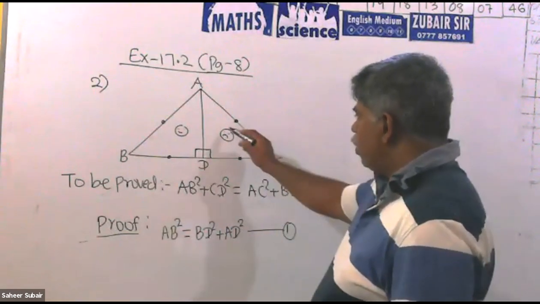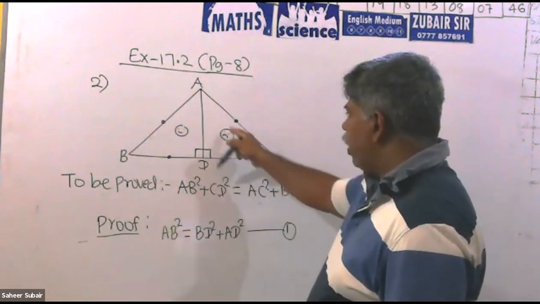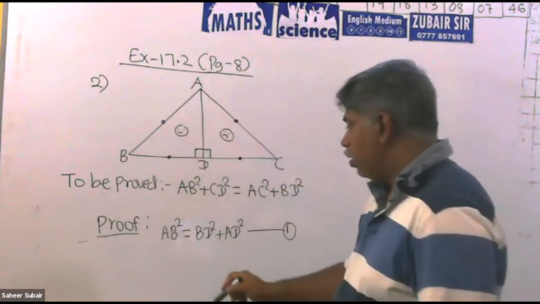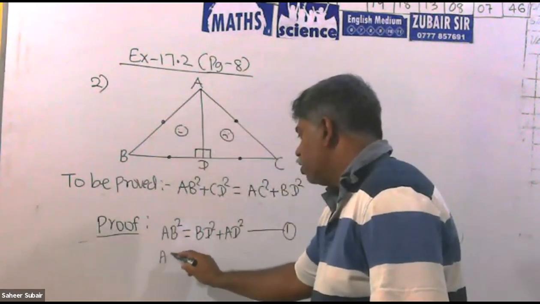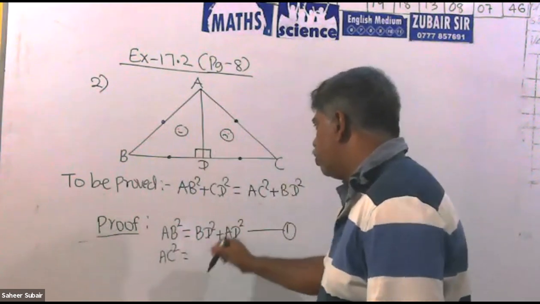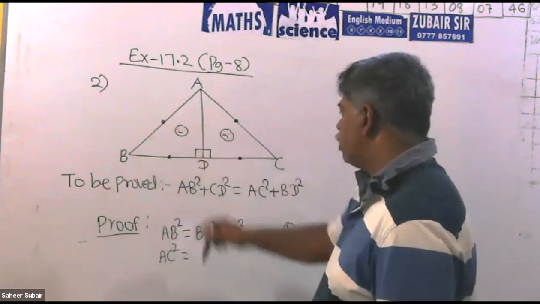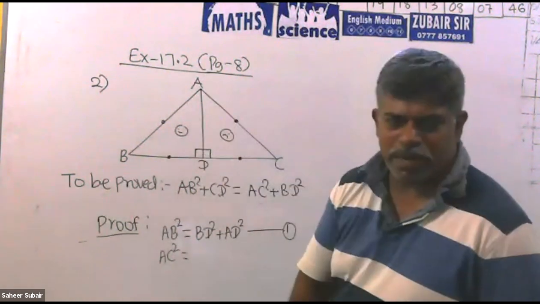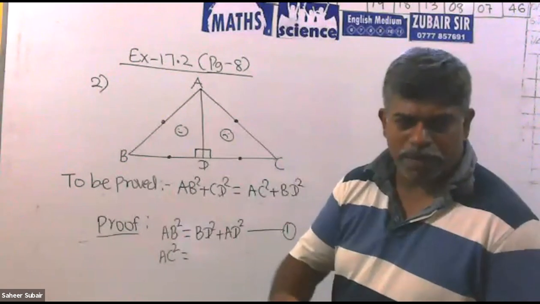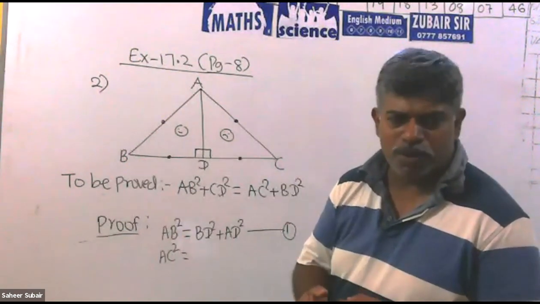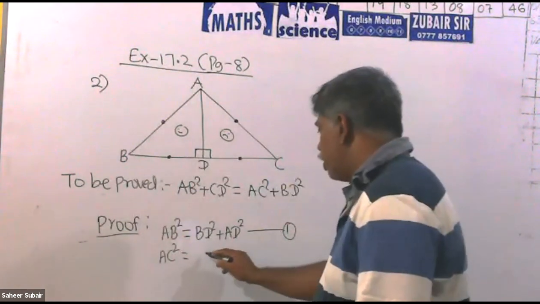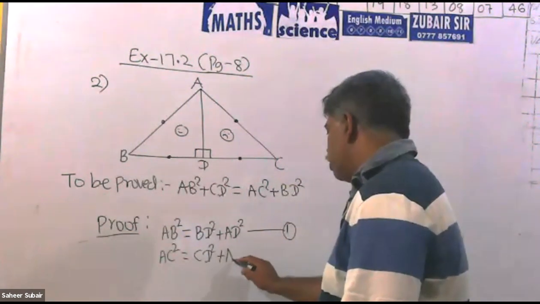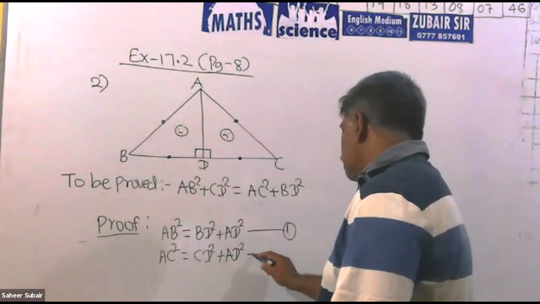Right? Then here in this triangle, according to Pythagoras theorem, this is the hypotenuse, AC. So AC squared is equal to this one plus this one. This one is CD, this one is AD. You can change the letters and write, no problem. I always try to write in alphabet order. So we can write CD squared plus AD squared. This is the second relation.